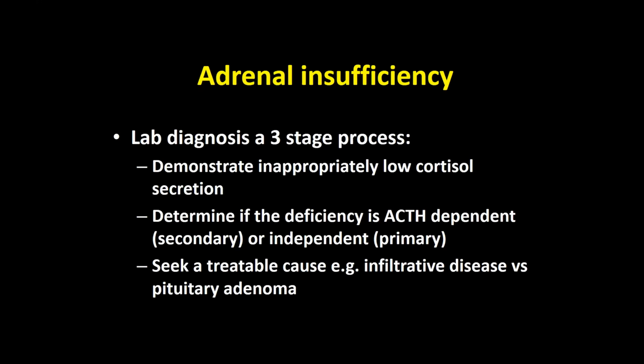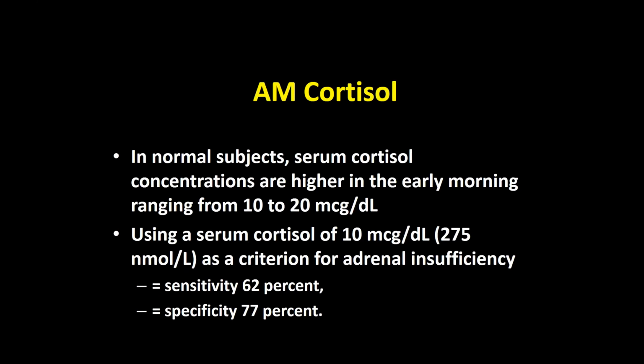What about the lab testing for these patients? So what we're trying to do is demonstrate that there is an inappropriately low cortisol secretion. That's number one. Number two is try to work out if there is a deficiency, is this ACTH dependent or independent, as I was saying, primary or secondary? And then finally thinking, okay, is there an underlying treatable cause? Is this medication? Is it something that we need to investigate further, such as a pituitary adenoma, or other diseases that could be infiltrating the adrenals?